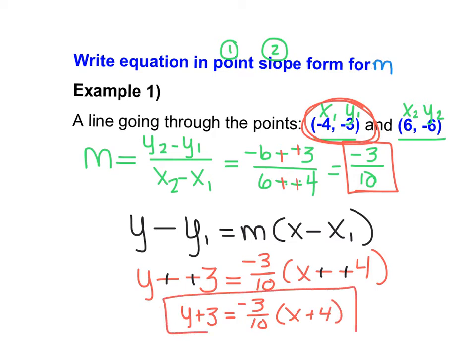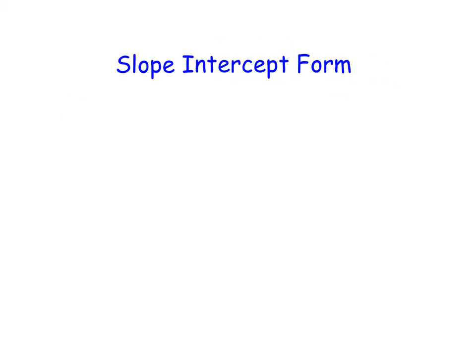So we now have an equation to represent this line in point-slope form. And remember, with point-slope form, you can really utilize either of these points. It doesn't matter. I just chose to use the first point because it was the first point. So that is writing an equation in point-slope form.